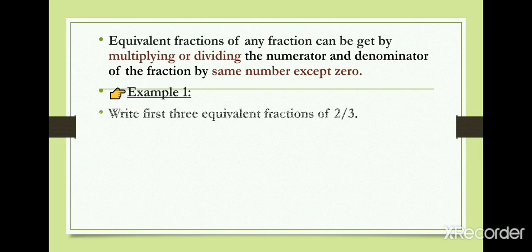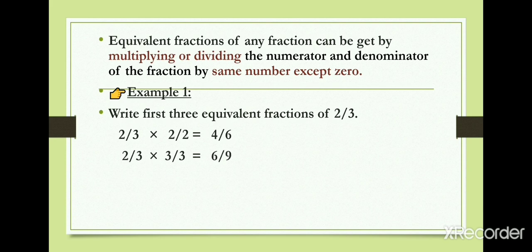Example 1. Write the first 3 equivalent fractions of 2/3. Let us now learn how to write the equivalent fractions for the given fraction 2/3. We have to multiply both numerator and denominator by the same number. Don't multiply with 1, because if you multiply with 1, you will get the same fraction. So start from the number 2. 2 by 3 into 2 by 2. So the fraction is 4 by 6.